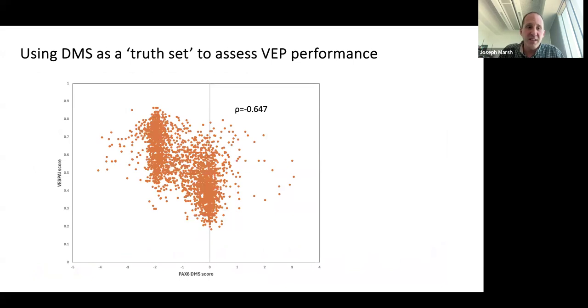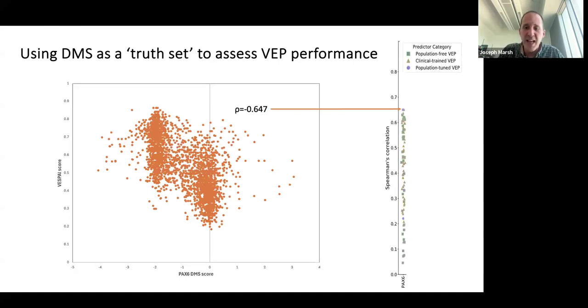So this is just an example. This is the PAC6 DMS data compared to a predictor called VESPA-L. Basically, we calculate the Spearman correlation between the deep mutational scanning measurements and the variant effect scores. Here we've got a pretty good 0.65 Spearman correlation between the two. And essentially then we repeat that for a bunch of different variant effect predictors.